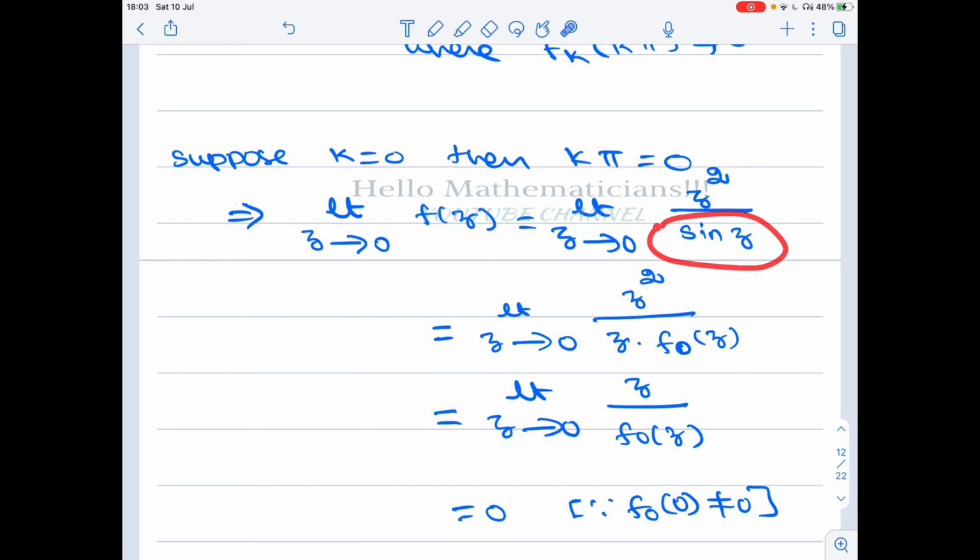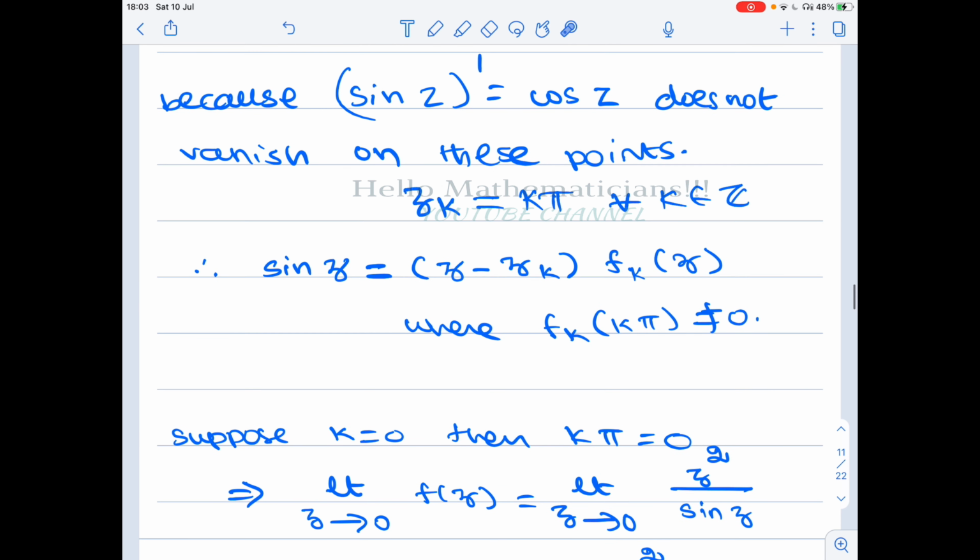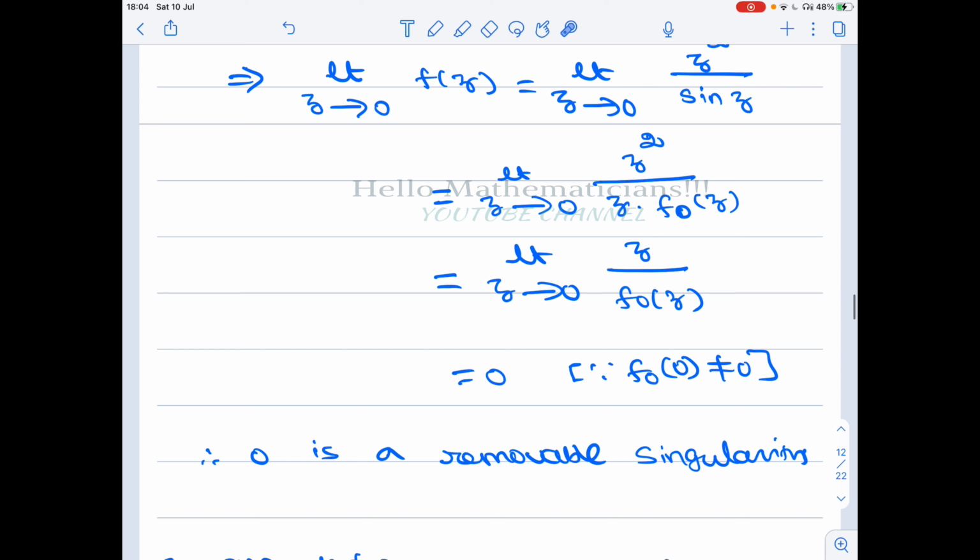Now sin z will be z times f0 of z. For zk, it is (z minus zk) times fk of z. When k equal to 0, it is z minus z0. z0 will be 0 times pi, it is 0. So z minus 0 times f0 of z. Now this is equal to the limit z tends to 0. So this z and this z square, one z will cancel. We get z by f0 of z.